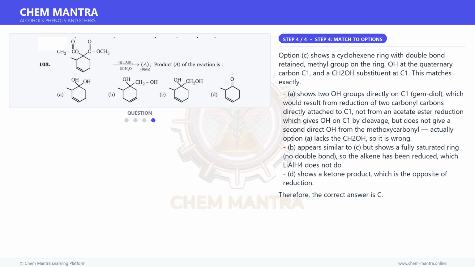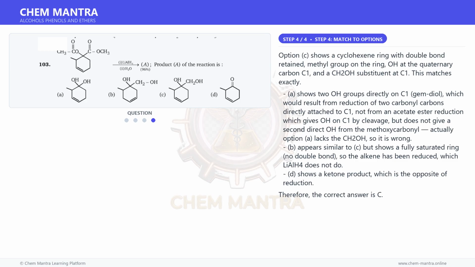And for the final step, option C shows a cyclohexene ring with the double bond retained, a methyl group on the ring, and at the quaternary carbon C1 a CH2OH substituent. This matches exactly. A shows two OH groups directly on C1, a gem-diol, which would result from reduction of two carbonyl carbons directly attached to C1, not from an acetate ester reduction, which gives OH on C1 by cleavage but does not give a second direct OH from the methoxycarbonyl. Actually, option A lacks the CH2OH, so it is wrong.